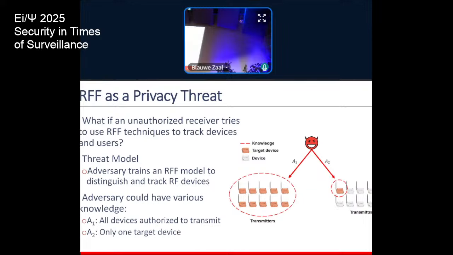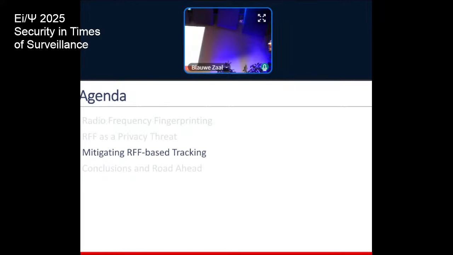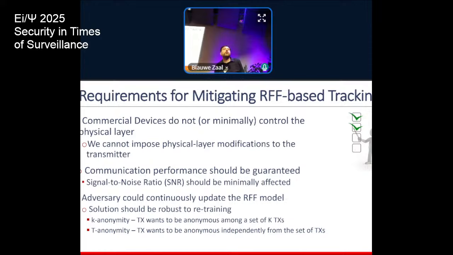The problem is that if you want to mitigate this tracking, you have to take into account what a normal wireless device can do. You cannot really tell the device to change its fingerprint, or install software on a mobile, for example, to change the profile of the emitted signal, because that will simply not happen. The software of the device does not control, or only minimally controls, as we have seen, the hardware of the device.